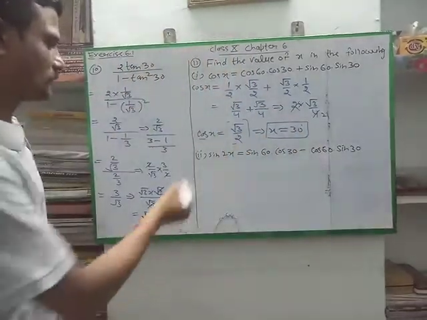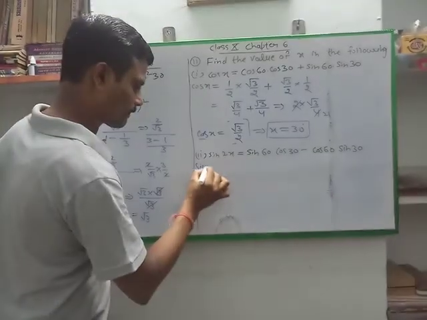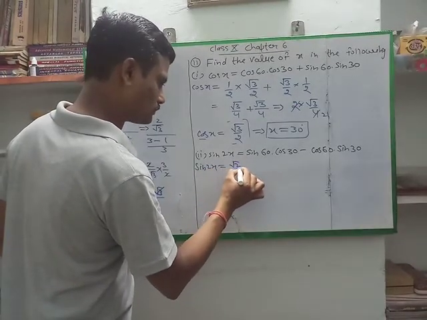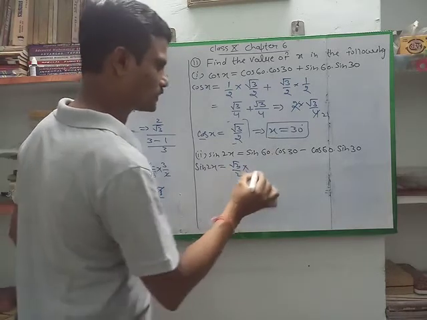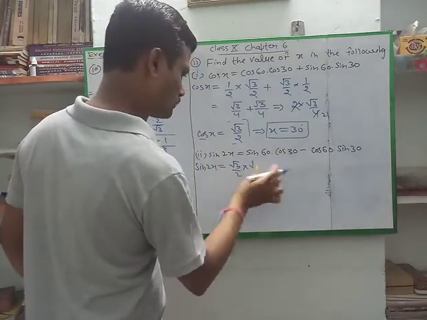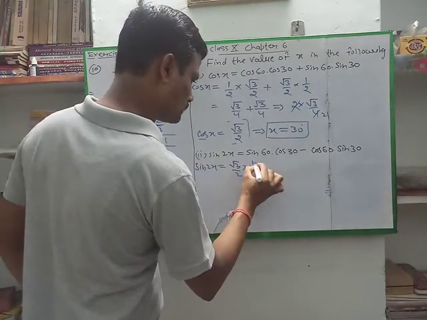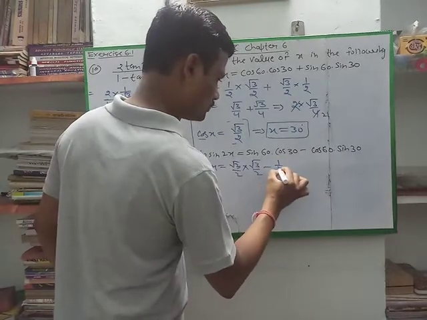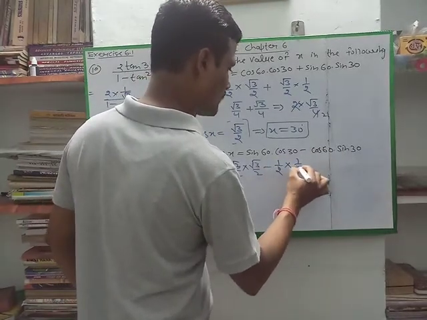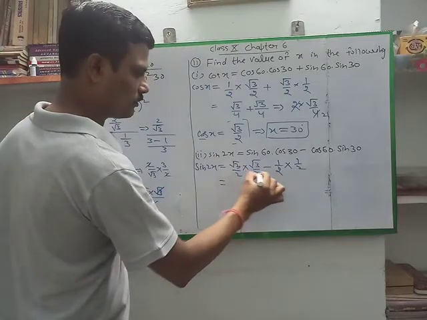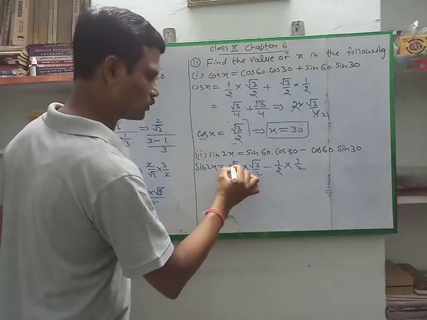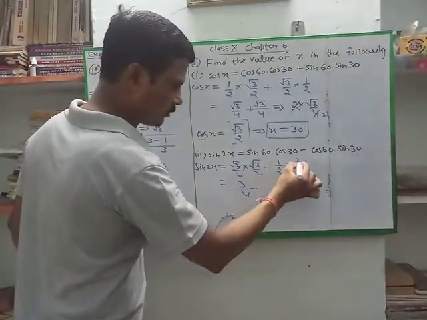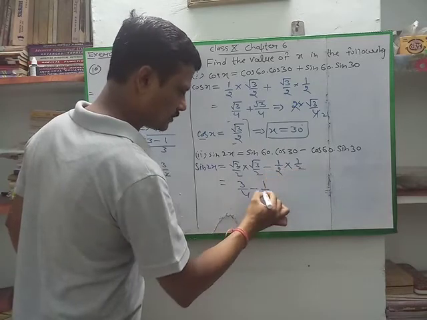Same here. Question number 12. Sin 2x is equal to, solve this, root 3 upon 2 multiplied with cos 60, cos 30 is root 3 by 2. This is also minus cos 60, 1 by 2, multiplied with sin 30, 1 by 2. This will be 3 upon 4, root 3 multiplied with root 3 is 3, and 2 twos are 4, minus 1 ones are 1 and 2 twos are 4.